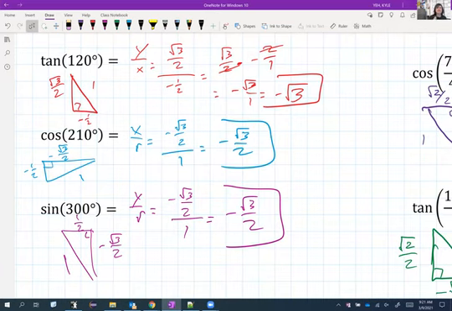My sine value for 300 degrees. 300 is 60 away from a full circle. Almost a full circle, but 60 away. So it's a 30, 60, 90. That downside is the long one, so negative root 3 over 2. X is 1/2 going to the right, radius is 1. Sine is y over r, but again, radius is 1. So we just take the y value, divide by 1, and we get -√3/2.